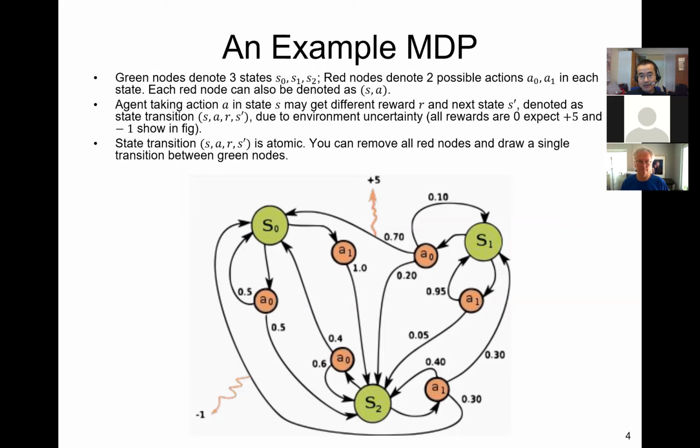In this picture, all the rewards are 0 except those marked with -1 or +5. State transition is atomic. We draw here separate nodes, a state node and an action node. But the action node is just for visualization. You can remove the action nodes and draw a single transition between green nodes. That wouldn't make any difference. You cannot stop and stay at the action nodes. It's just a transient node that you must pass through immediately in the atomic step and go from state to state.